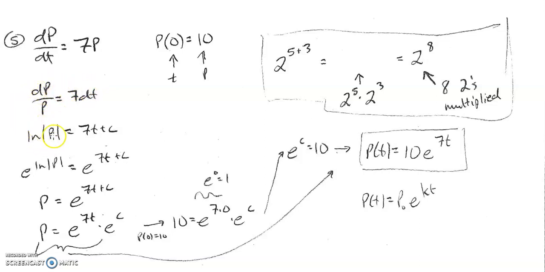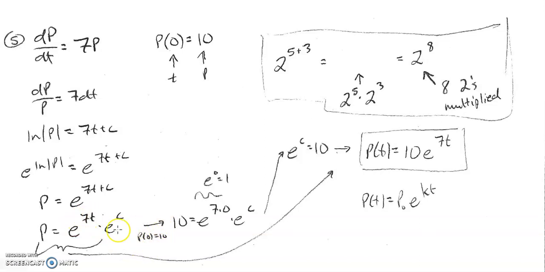dP over P equals 7 times dt. Integrate both sides. I get ln of P, absolute value, is 7t plus C. I e to the both sides to get rid of my ln. That gives me e^(ln P) equals e^(7t+C). Now this is what I was using earlier when I was explaining the e to the C thing. I get P equals e^(7t+C). Well, I can take that and separate it into multiplication with an e^(7t) and an e^C.